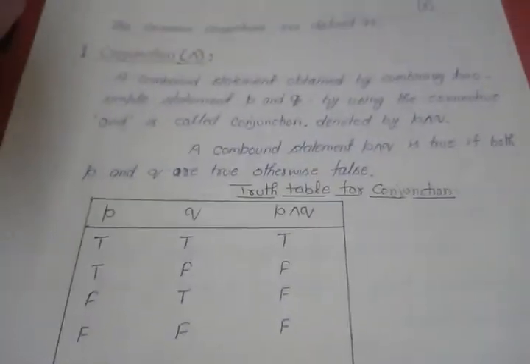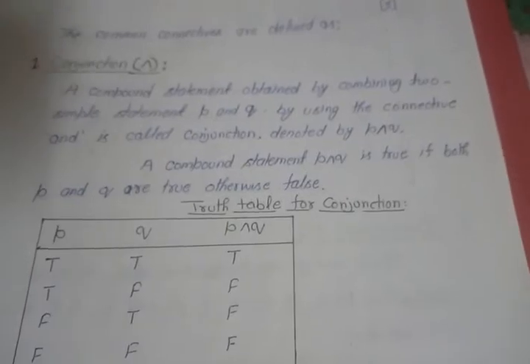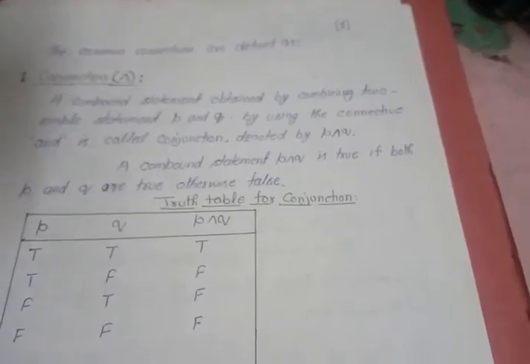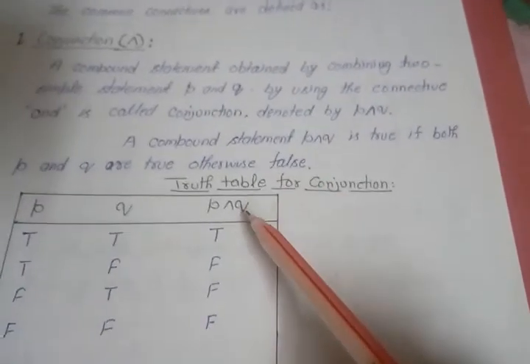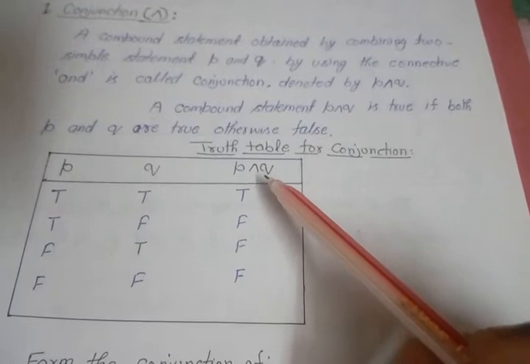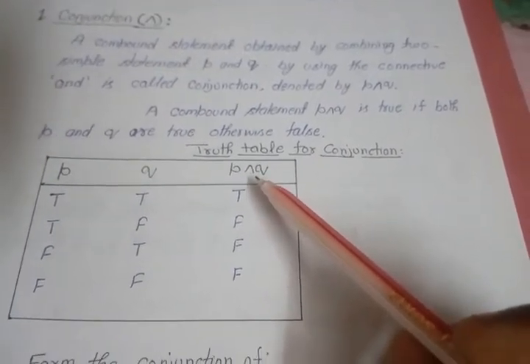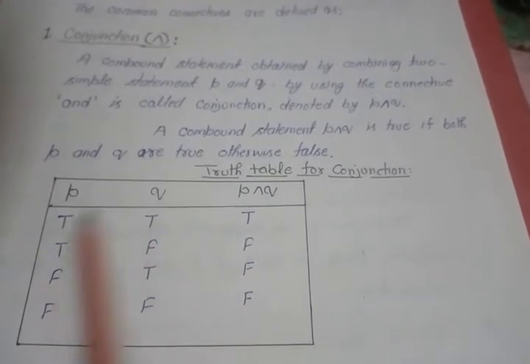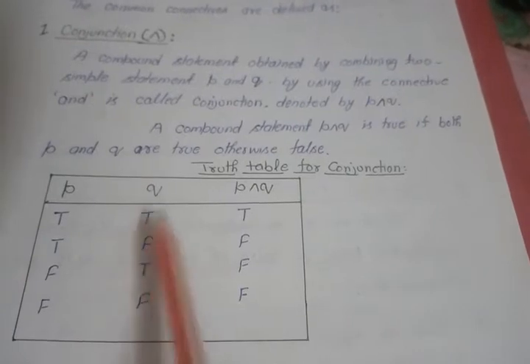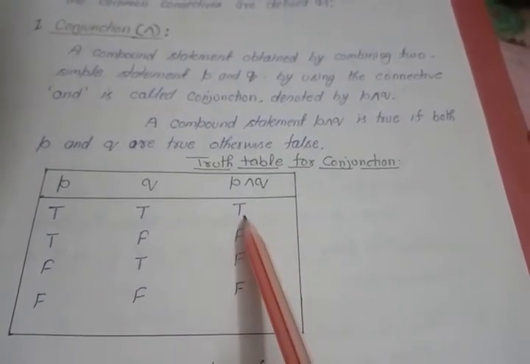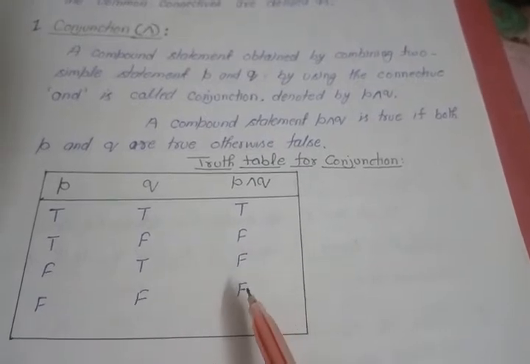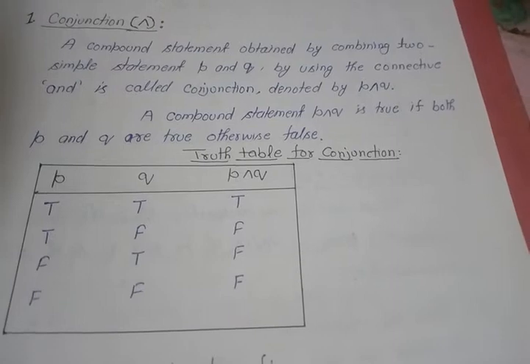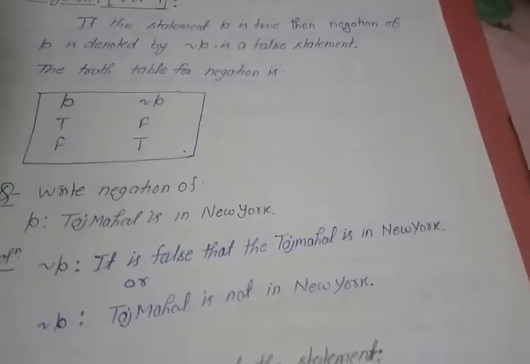Here we are going to see the definition of conjunction. What is conjunction? A compound statement P conjunction Q is said to be connected with the connective conjunction and has the value T if both P and Q have the truth value T. In layman's terms, if P and Q both have the truth value T, then the value of P conjunction Q will be T, and in all other cases it will be false. Understand? Okay.